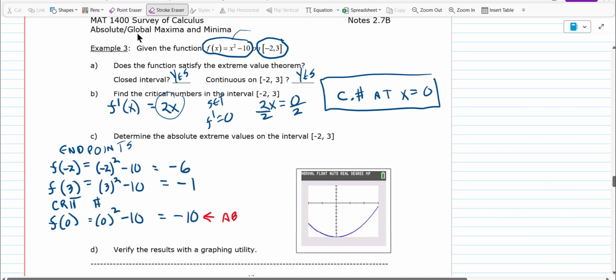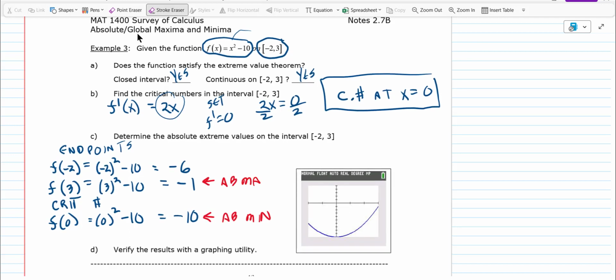So that would be your absolute min, right there. Your biggest number is -1, so that would be your absolute max. So once you do that, always do the endpoints and critical numbers, because the absolute max and min can only happen at those places. It can't happen anywhere else, okay?